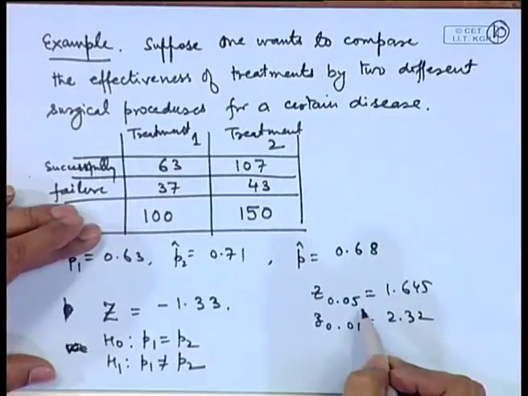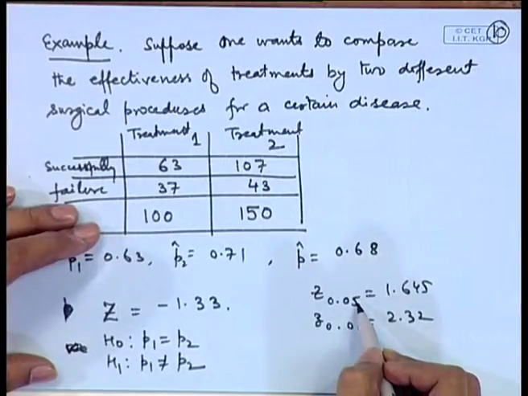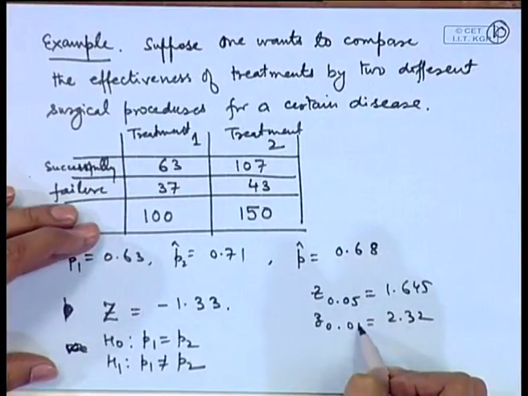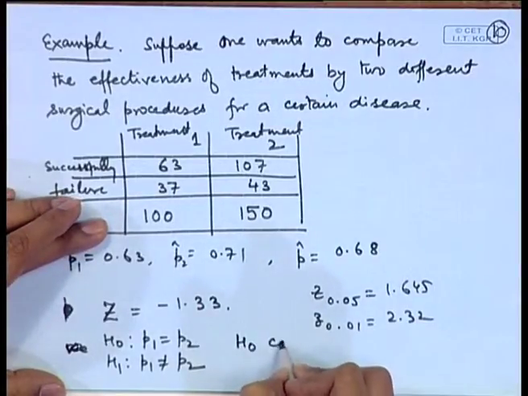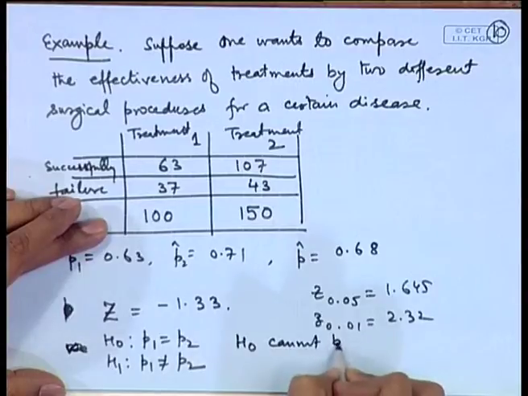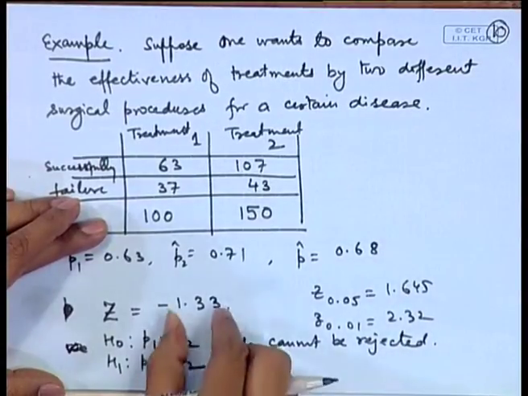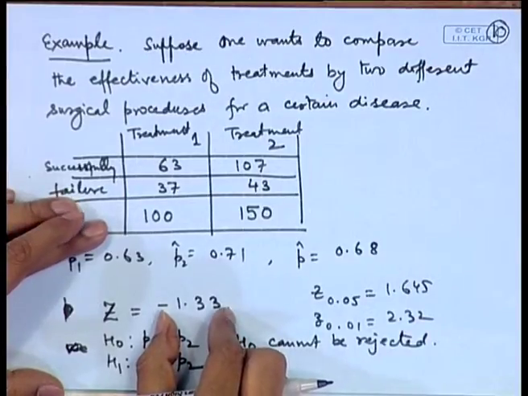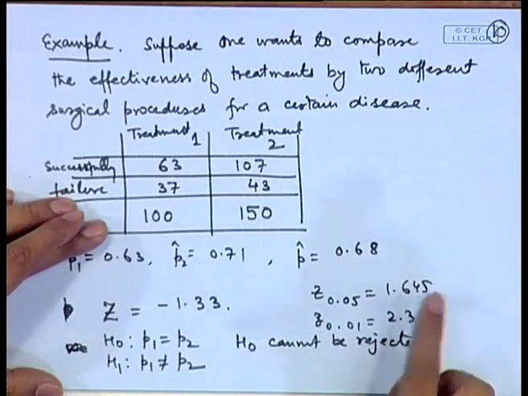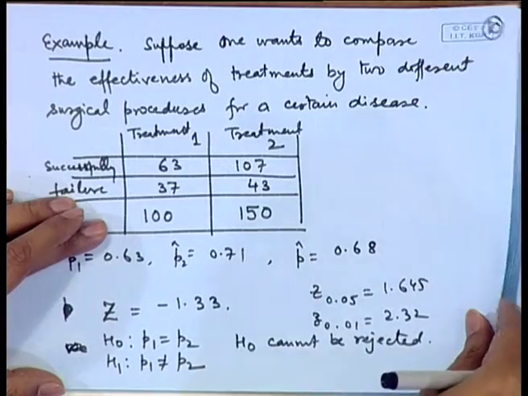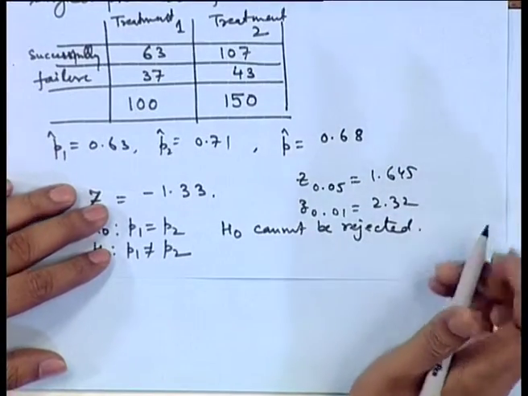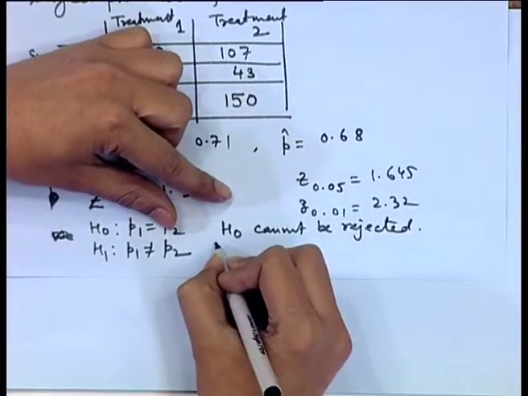Then at level of significance say 10%, 2%, etc., H naught cannot be rejected, because the absolute value of Z, that is 1.33, is smaller than these values. So, that means there is no significant difference in the success rate of the two surgical procedures.